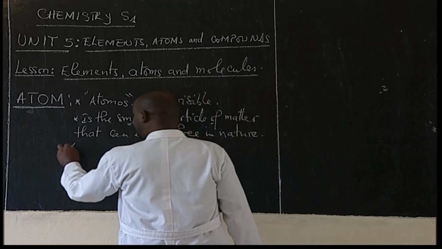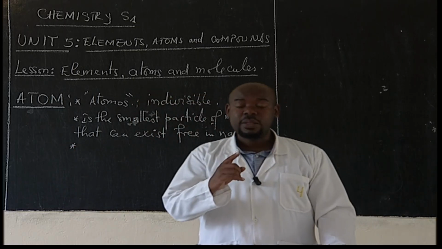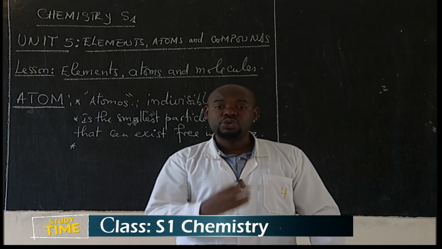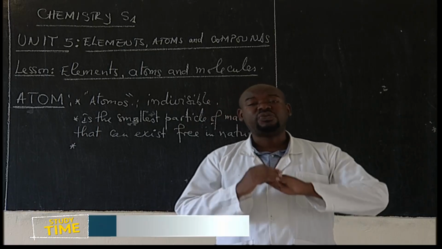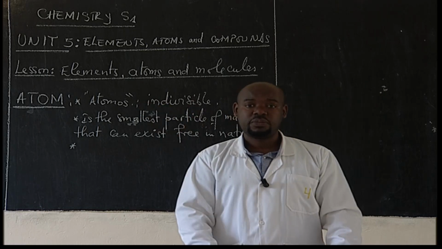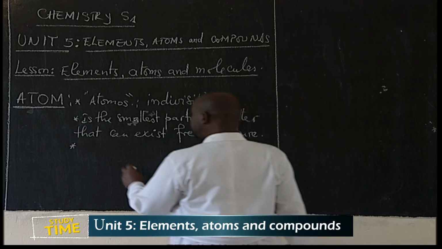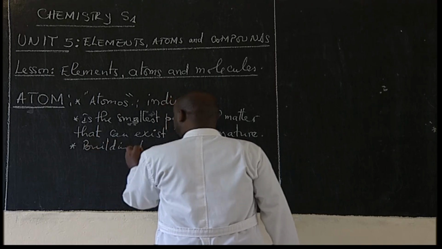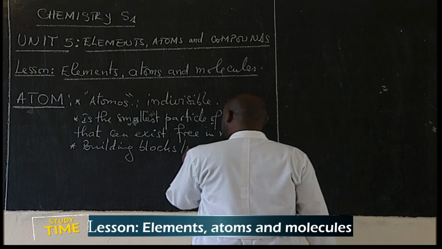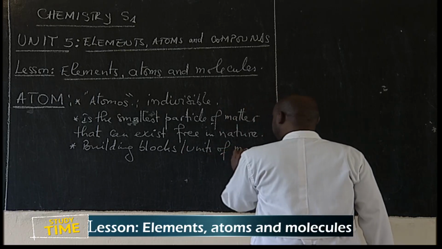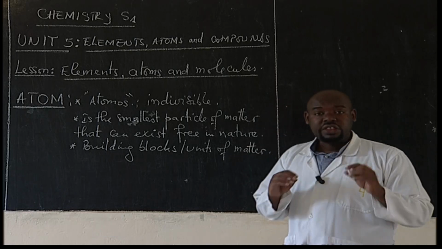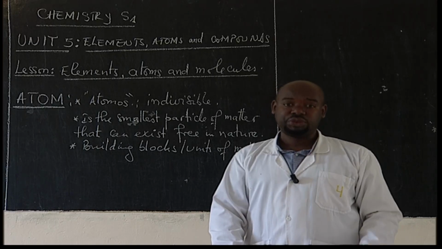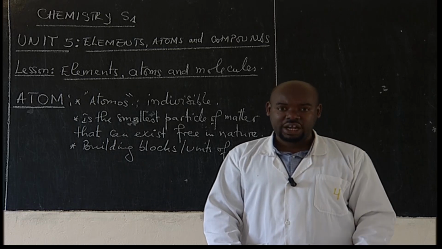One of the characteristics of an atom is that an atom cannot be seen with the naked eye. You cannot use your eye to see the atom. It's not possible. Why? Because it is very, very small. So atoms are the building blocks or building units of matter. As we said, every kind of matter is composed of atoms. That is the definition of an atom.